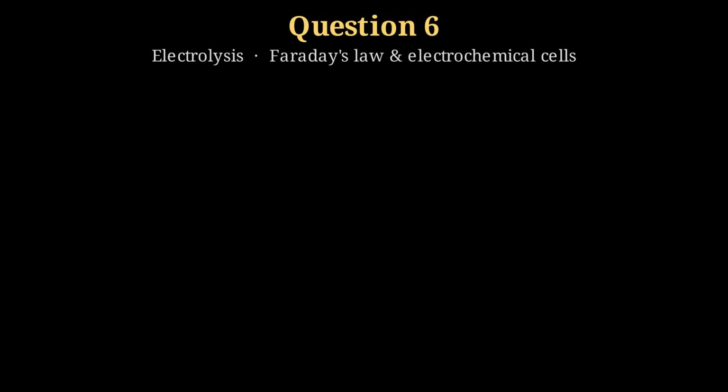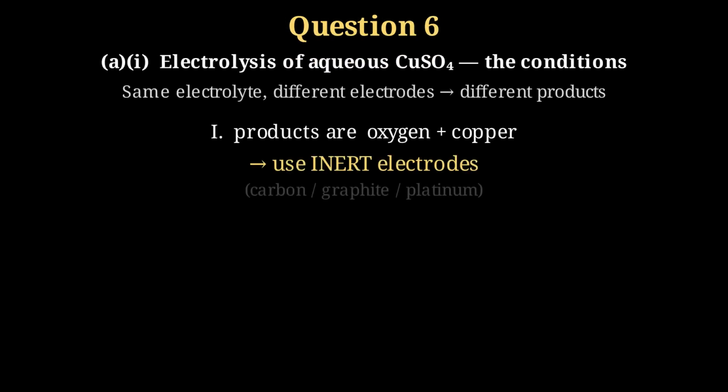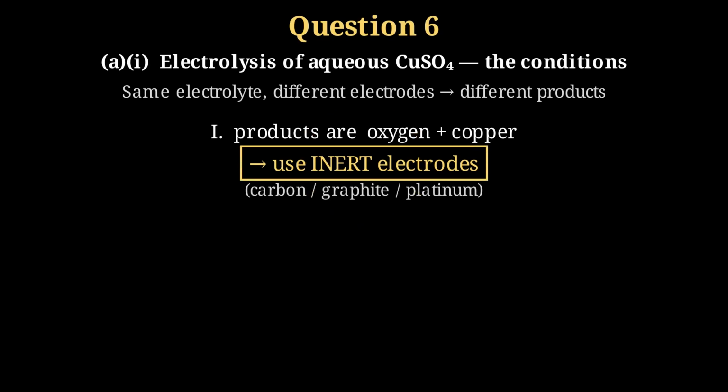Let's work it through. The trick here is that the electrode material decides the products. First, to get oxygen and copper, we use inert electrodes, carbon, graphite, or platinum. Being inert, they don't react, so at the anode, water is oxidized to oxygen, while copper deposits at the cathode.